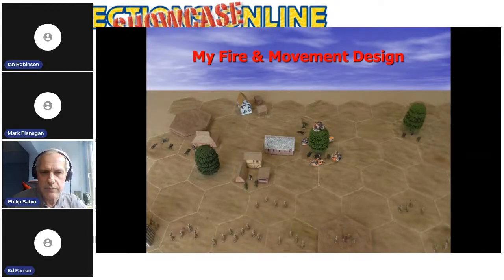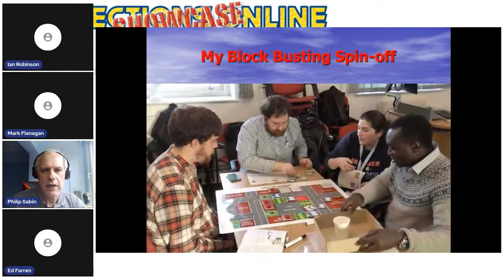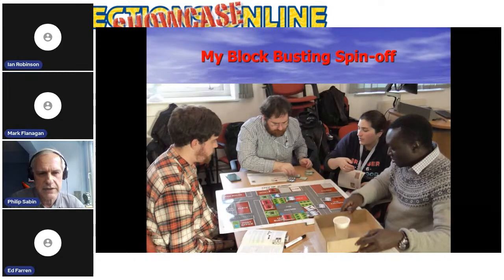This sparked some spin-offs. This is one of them, the blockbusting game. I produced this very quickly, actually, when we were due to run Fire and Movement at a Development Concepts and Doctrine Centre study day in Britain. And it became clear there were more people than I had the ability to play Fire and Movement with, so I designed a simple spin-off for urban combat. Very hot topic at the time, and of course since.